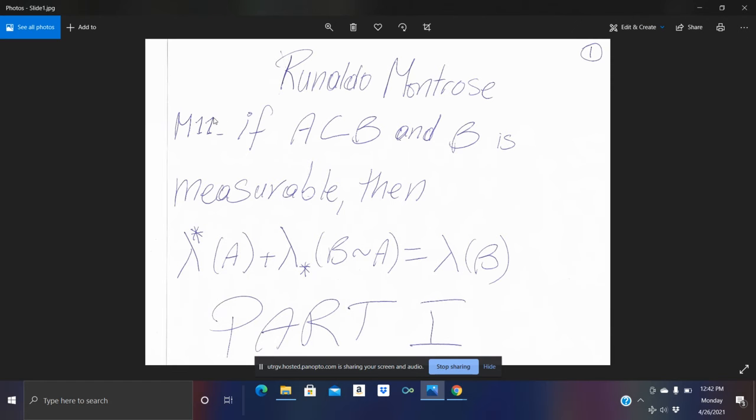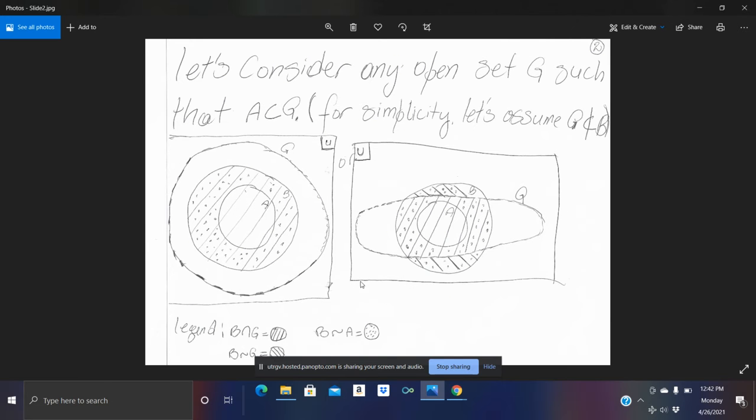It basically says that if A is a subset of B and B is measurable, then the outer measure of A plus the inner measure of B minus A equals the measure of B. So I'm going to present that in two steps. This is the first step that I'm doing now. So the next page, we have this diagram here.